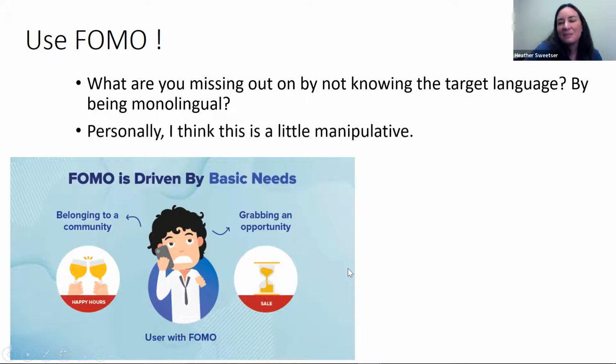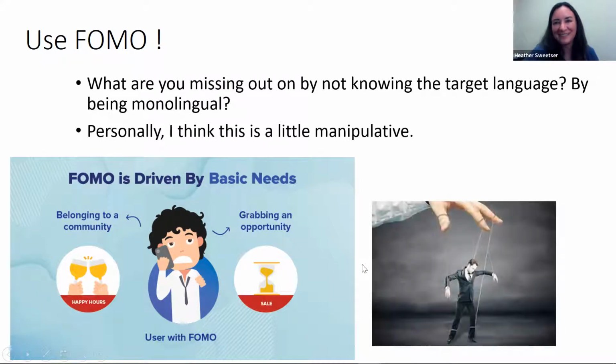I think this might be a little manipulative, to be honest with you. Try to manipulate your students into thinking they might be missing out. Maybe. But anything that we can do to help grab students' interest, I think, which can be in short supply some days, it can be useful.